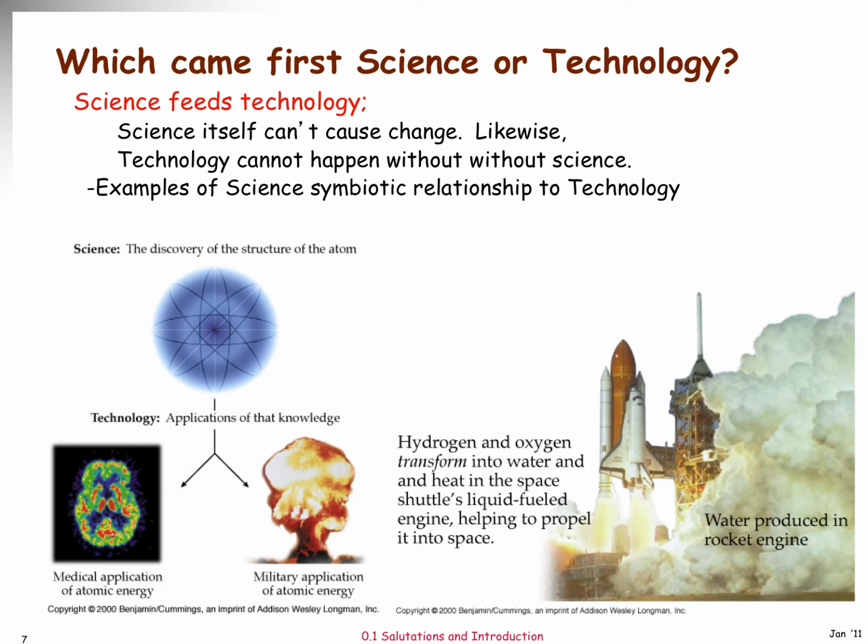So which came first, science or technology? Science feeds technology. Science itself can't cause change. Likewise, technology cannot happen without science. An example of science's symbiotic relationship to technology was the discovery of the atom.